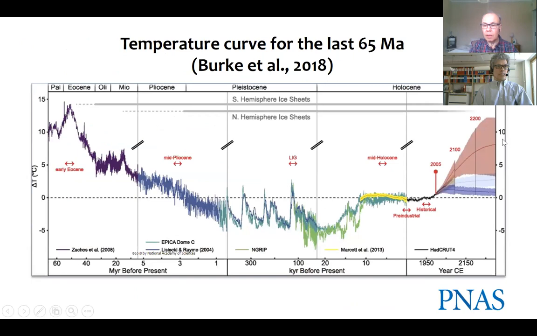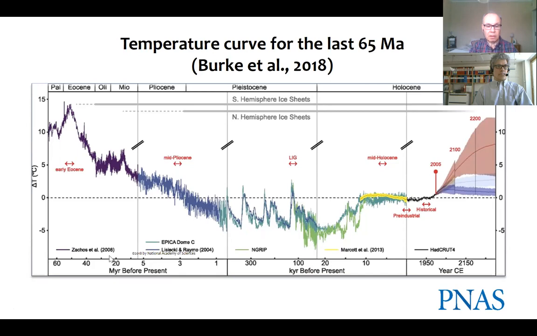Some years ago, this climate curve was published by Westerhold and others. And this shows the climate evolution during the last 65 million years. It goes back to the extinction of the dinosaurs at the transition from the Cretaceous into the Paleogene.